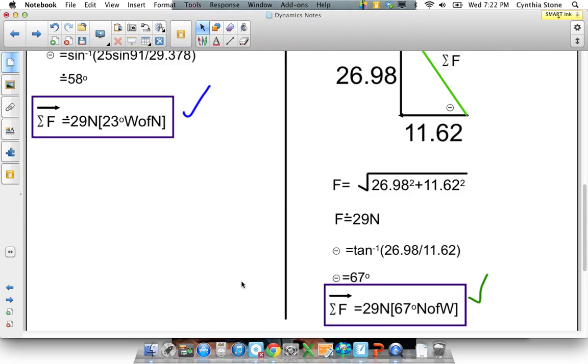Okay, so that's it. That's net force in two dimensions. You should try a few of your assignment questions on those. Good luck.